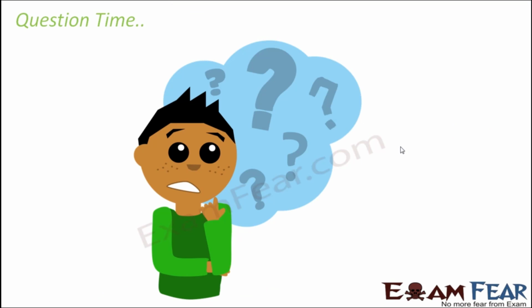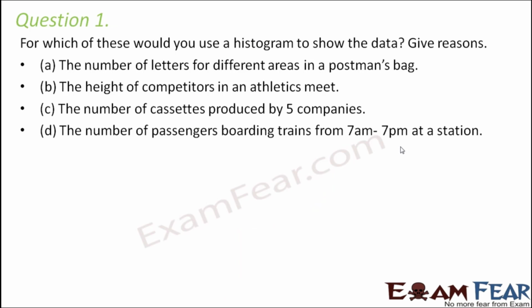So based on whatever we have discussed so far on the bar graphs and the histograms, the frequency distribution table, let us try to answer a few questions. Question number 1. For which of these would you use a histogram to show the data? Now, before we look at the scenarios, let me remind you that a histogram is only used for grouped frequency distribution. So, any type of data which can be divided into groups, only they can be represented using histograms.